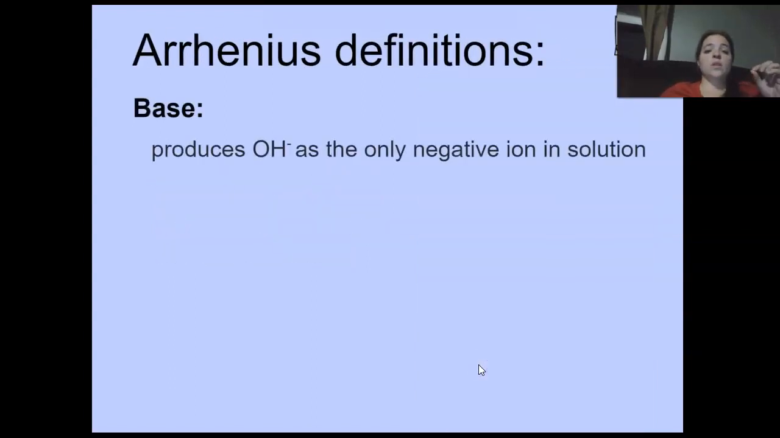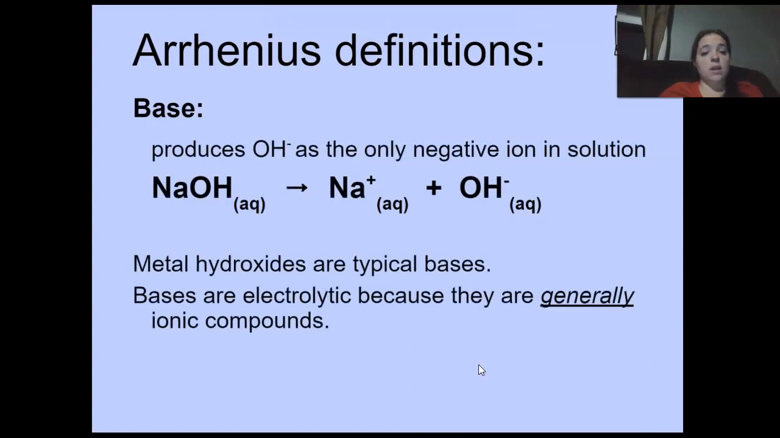All right? So an Arrhenius base produces hydroxide ions, which are negative in solution. So sodium hydroxide. We've seen this. That was in the zinc. When I did the zinc with sodium hydroxide, it was what you put the pennies into. That's what we use for this.